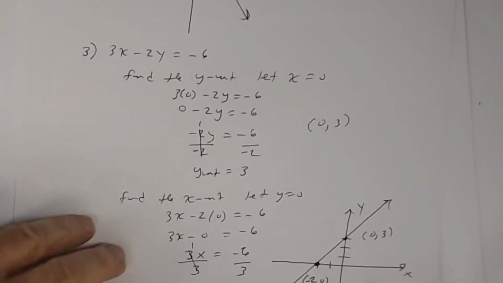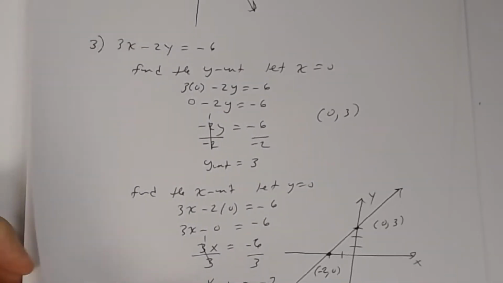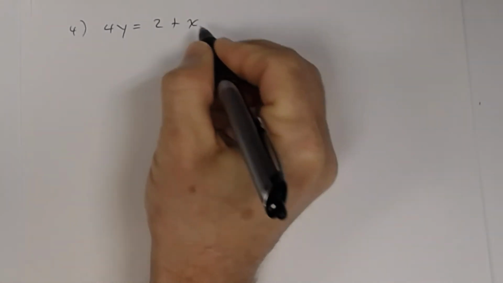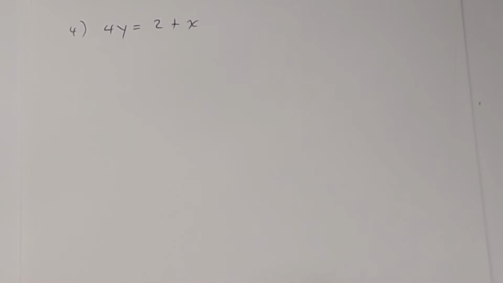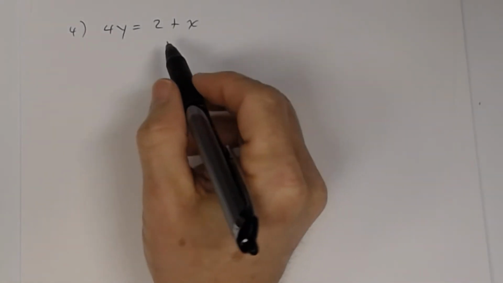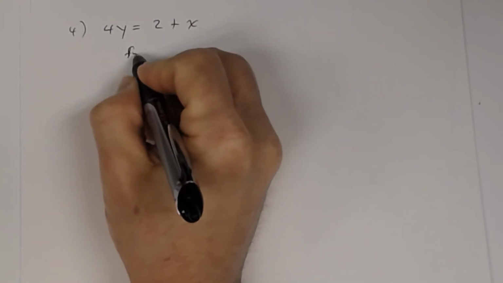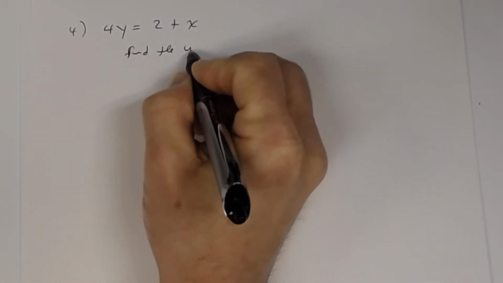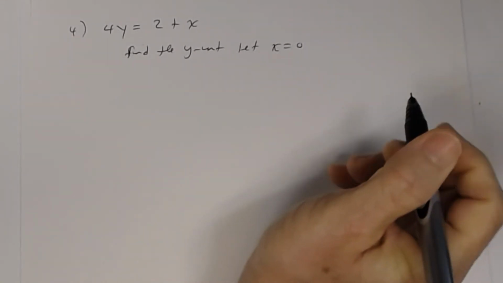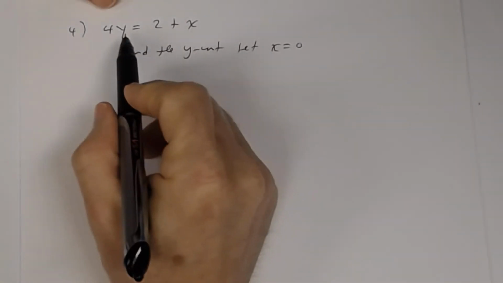Number 4, we have this in number 4. We have 4y equals 2 plus x. 4y equals 2 plus x. So again, you want to graph this using the intercept method. So to find the y-intercept, you're going to let x equal 0.